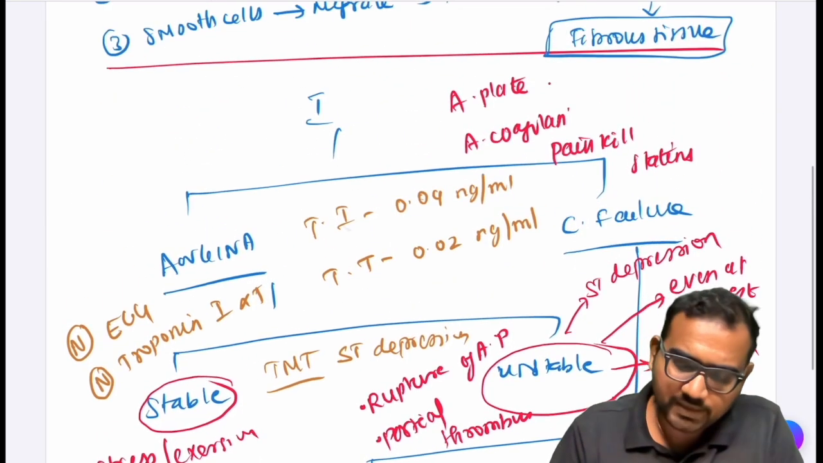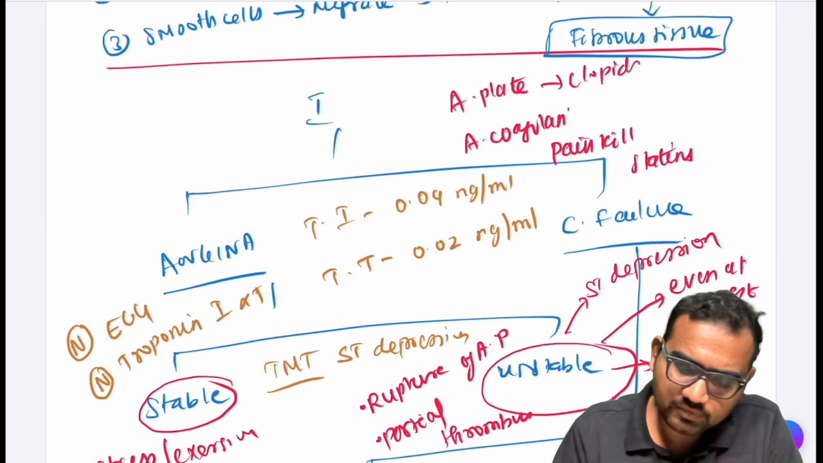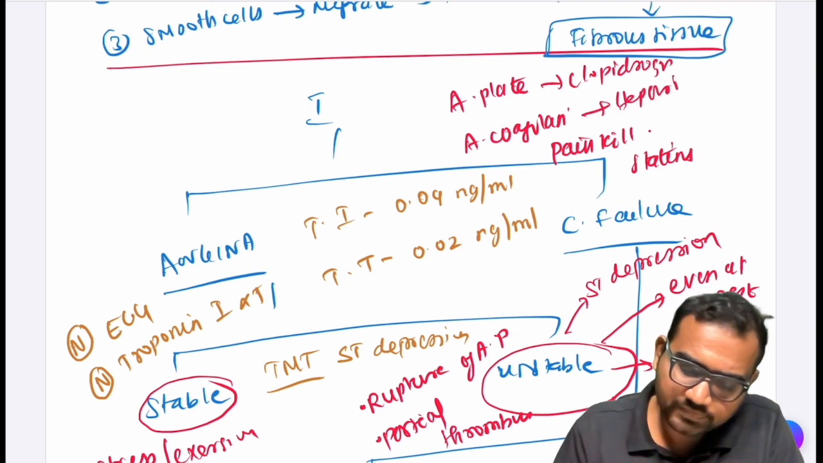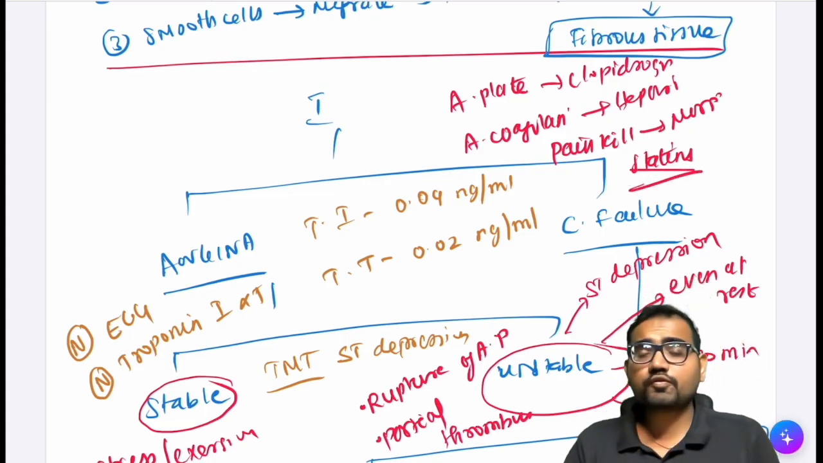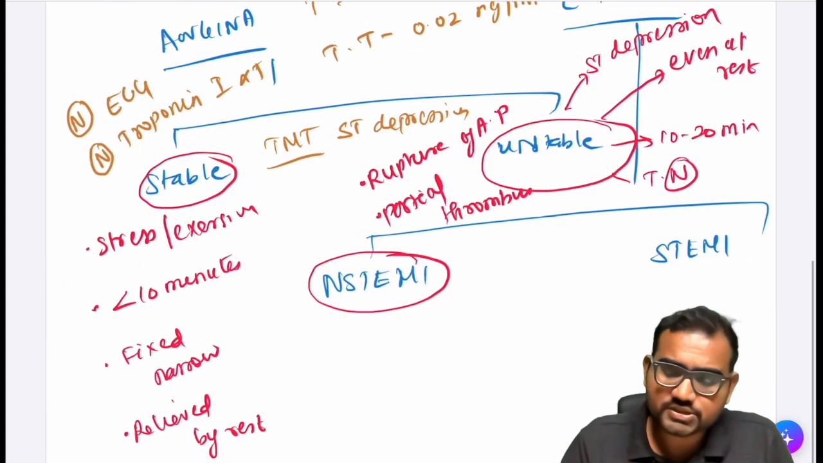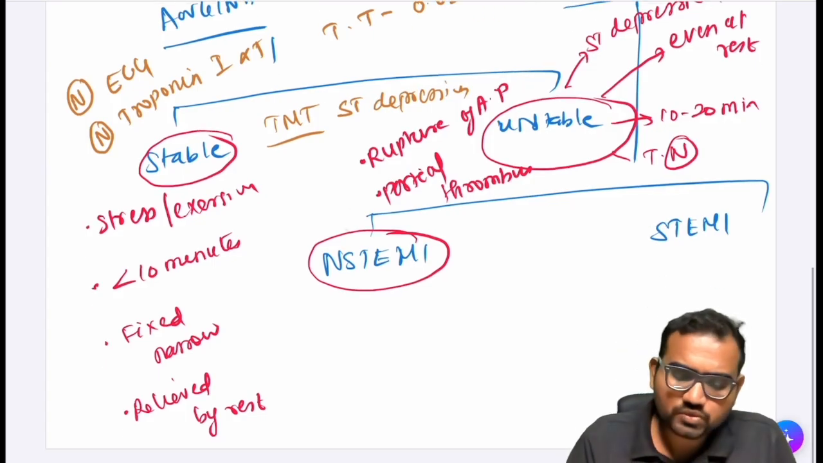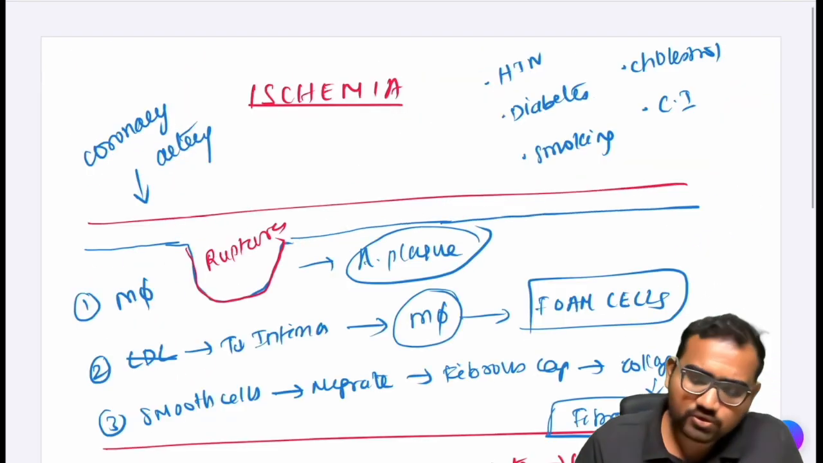So I'll give antiplatelets like clopidogrel, anticoagulants like heparin, painkillers like morphine, and statins for the cholesterol. So this is about unstable angina. Now coming to non-ST segment elevated myocardial infarction.